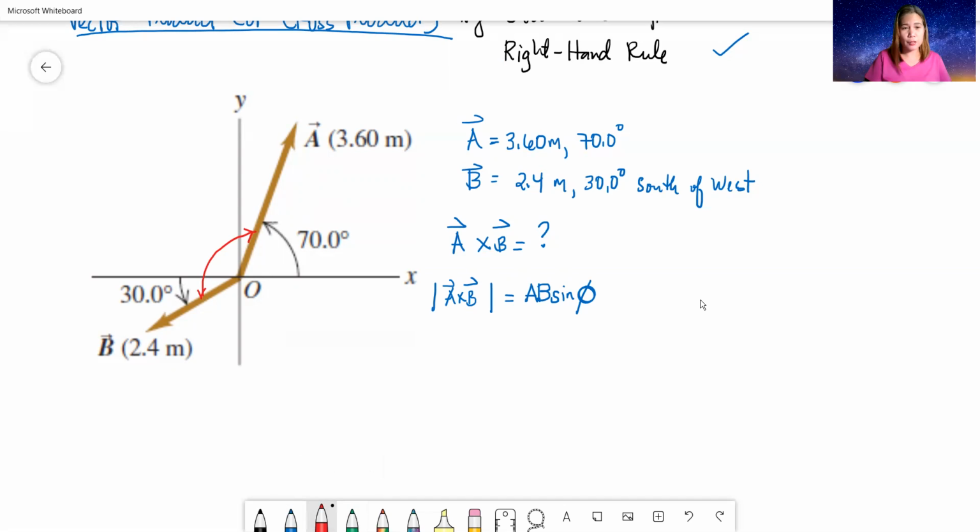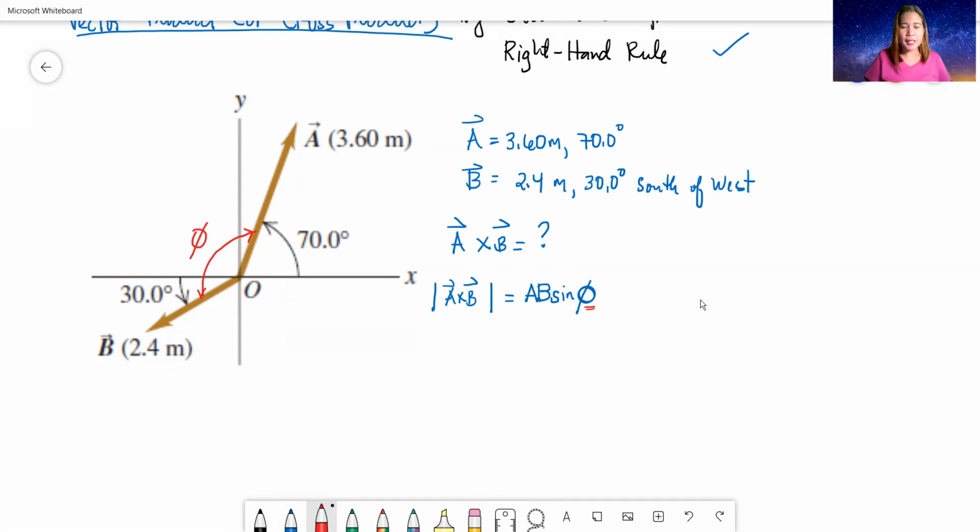Another way of looking at it, you can also argue, what about the other side? Can we use this theta as the value of phi? If we focus on the definition of phi, we use the angle that is 180 or less. So this one is the one we will use. Let me erase it to make it cleaner. So this will now be angle phi.